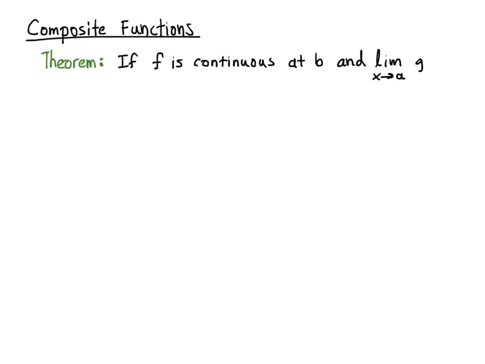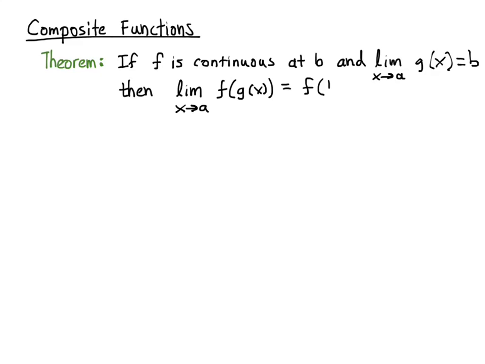This should be a g at x equals b. Okay, so if we have the limit as x goes to a of g at x equals b, then the limit of f at g at x equals f at b. All right, so here this is getting a little tricky because we're not suggesting that g has to be continuous at x equals a. f has to be continuous at x equals b.